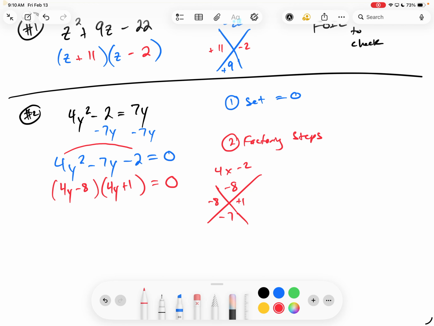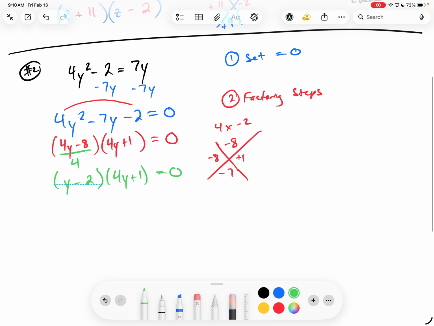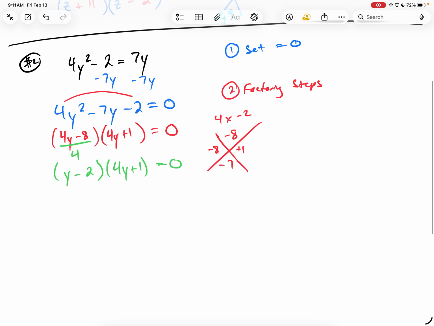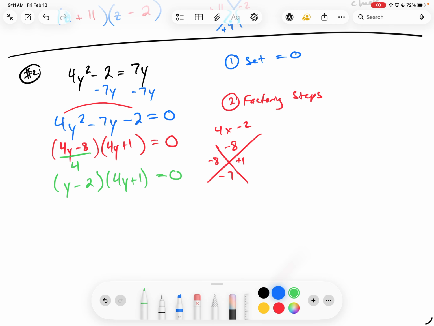When you go to do it by yourself, the most common mistake is to forget to put the 4y at the beginning of both of these, okay? Now that's not correct, because if I followed that back out, it wouldn't be the same. So you kind of look at your factors here. So I could divide this by 4, and I get y minus 2 and 4y plus 1. The way this always works is I multiplied by 4 at the beginning, so I divided by 4 at the end. Those will always kind of match up.